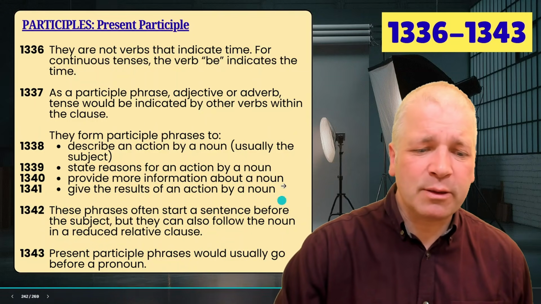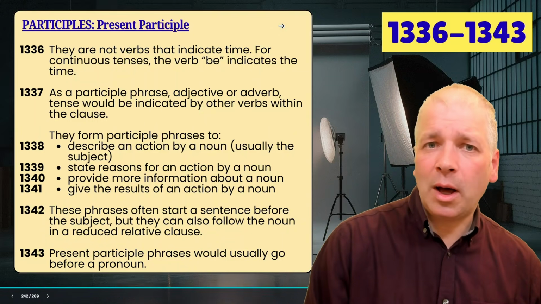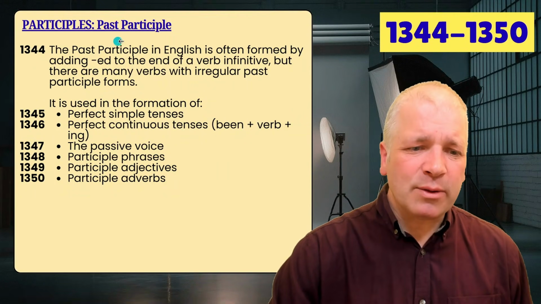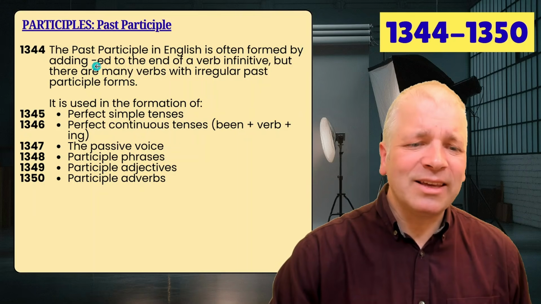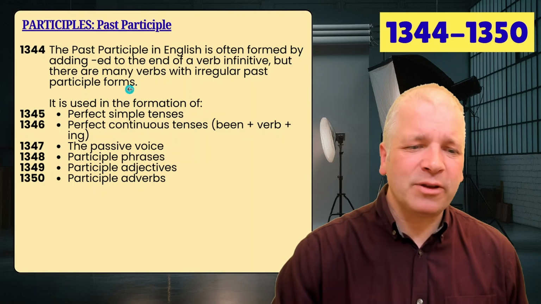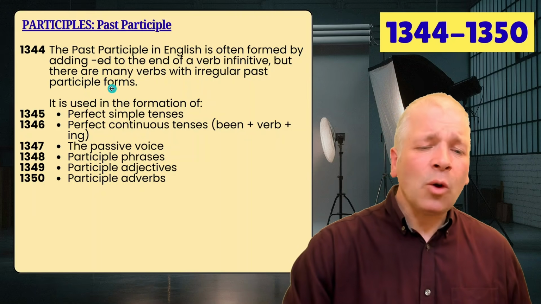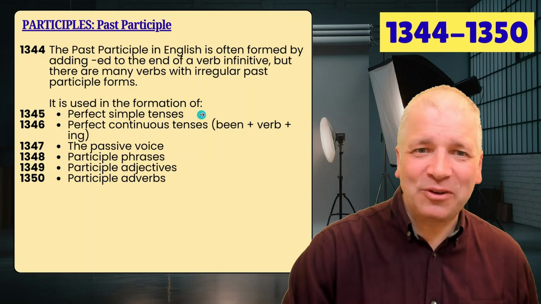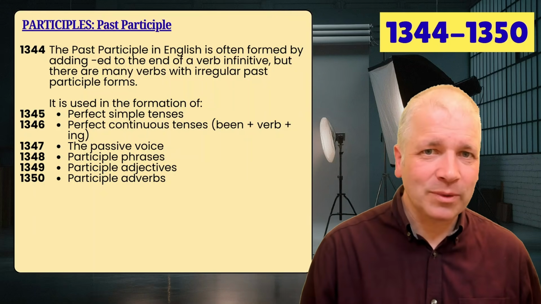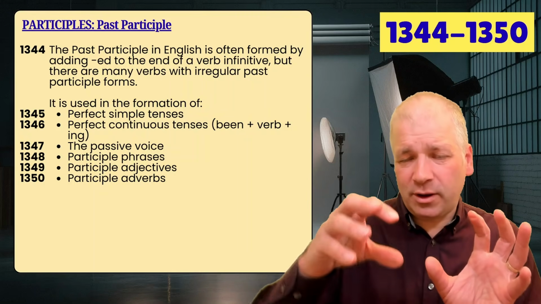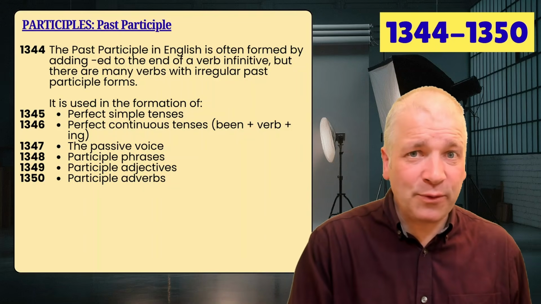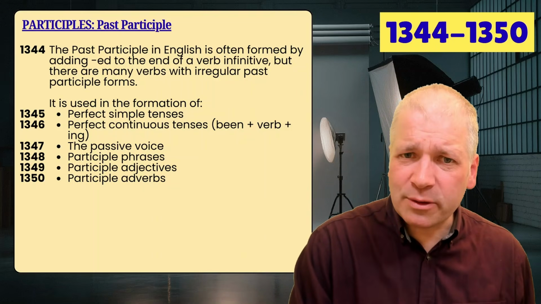Present participle phrases would usually go before a pronoun. Now let's look at the past participle. It's often formed by adding -ed to the end of a verb infinitive, but there are many verbs with irregular past participle forms. We know this most commonly in perfect simple tenses: I have been, I have looked, I have caught. If you have the verb form after have, that's the past participle. So we often use it for that, but we use it in other situations too.